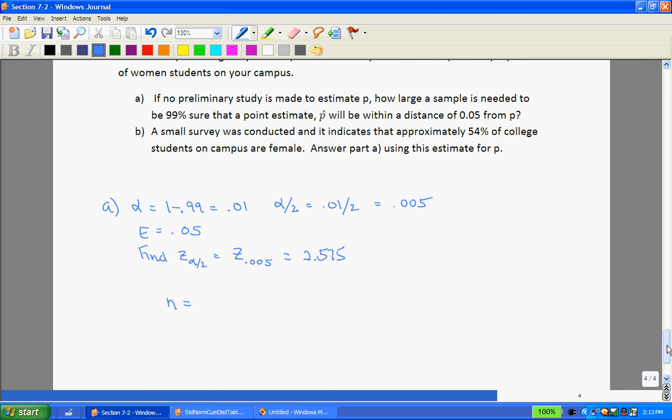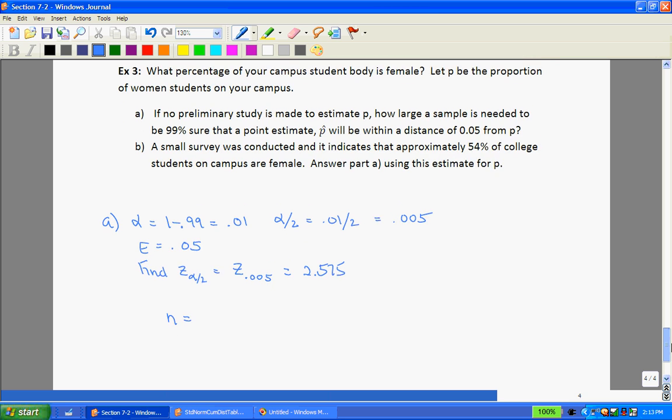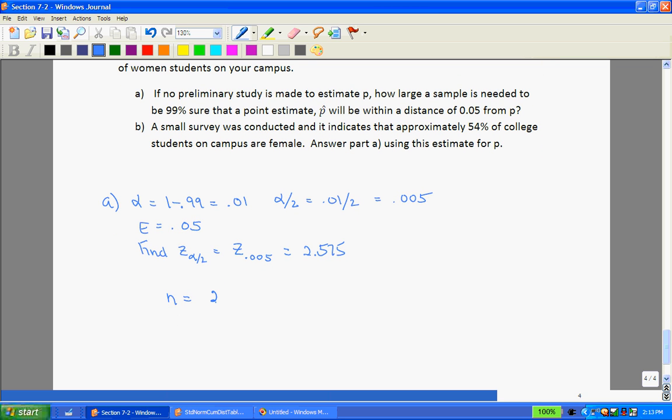Since we don't have an estimate for p hat, we're going to use that second formula, which says z sub alpha over 2 squared. So we take our 2.575, square that, multiply by 0.25, and divide by E squared. So 0.05 squared, and that gives us, I get 663.06. So if we were to round to the nearest whole number, that'd be 663.